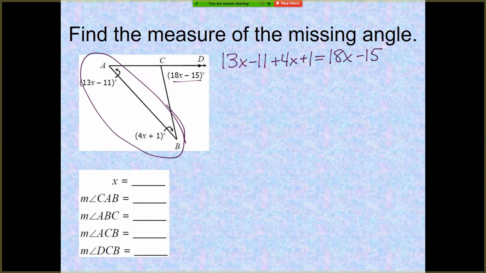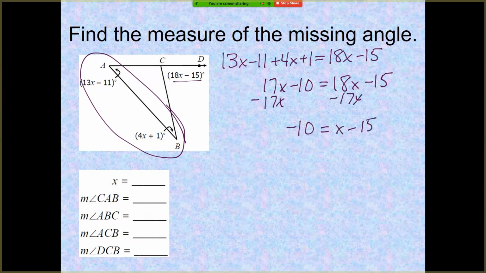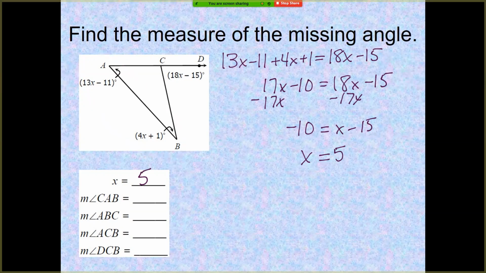We're going to combine like terms, so 17x minus 10 equals 18x minus 15. I would subtract 17x from both sides. So negative 10 equals x minus 15. Add 15 to both sides to get x equals 5. Once you have this answer, you're just going to plug the x's back in.